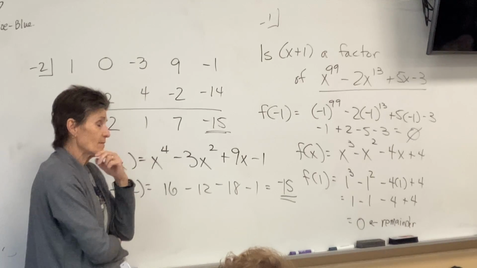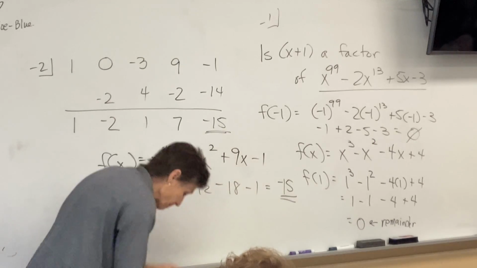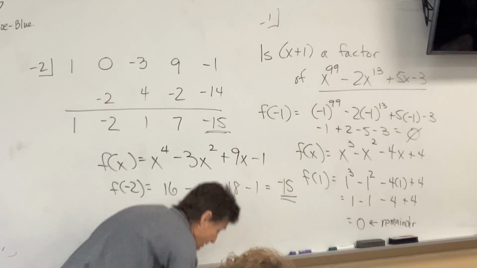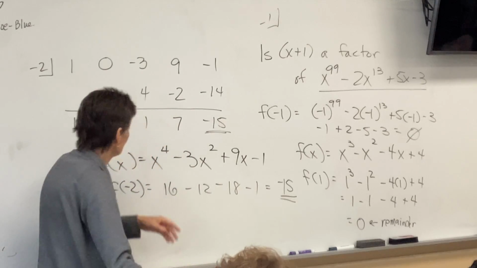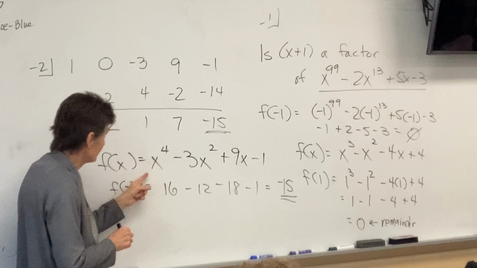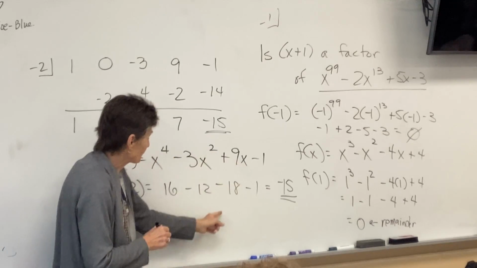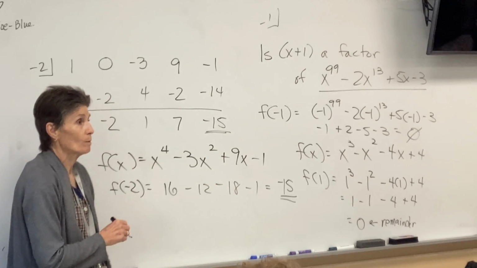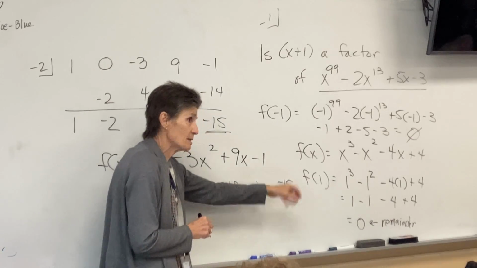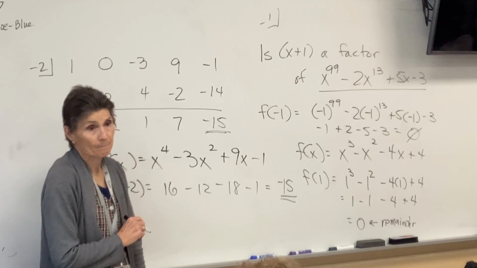So you have two ways of answering the question. One is just straight up dividing, and the other way to answer the question is to plug the number into the problem, plug in -2, in this case -2, and whatever comes out is the remainder. If that comes out to be 0, you're a factor. If it doesn't, you're not.